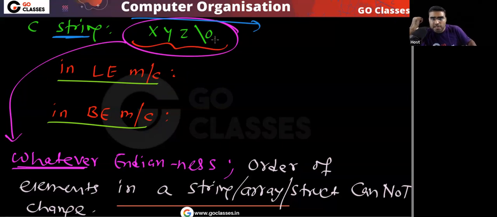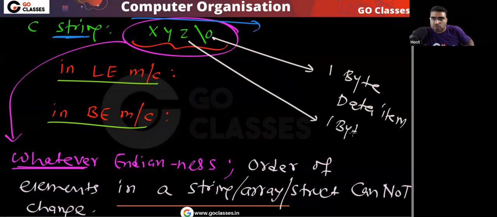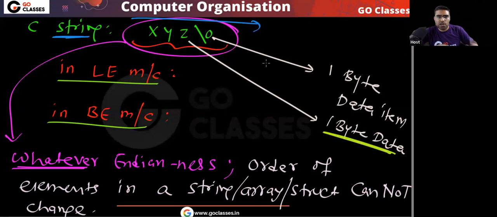Please tell me, is this a 1 byte data or not? This is just a 1 byte data item. Because it is just a 1 byte data item, it will be the same in both endianness. Did you understand? Because they are 1 byte data items, there is no concept of byte ordering. Do you agree with me?